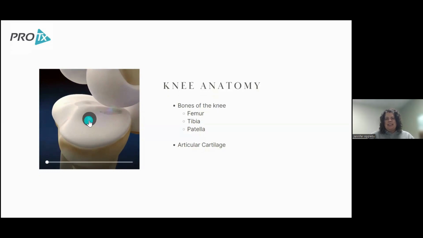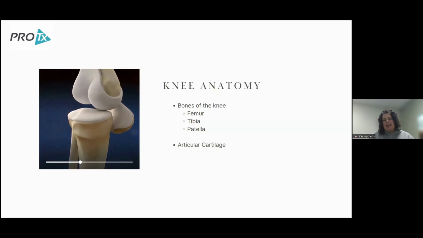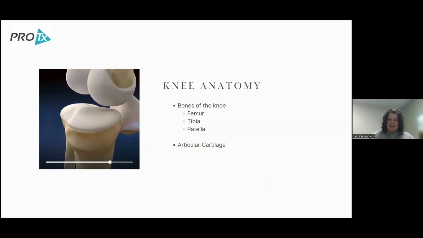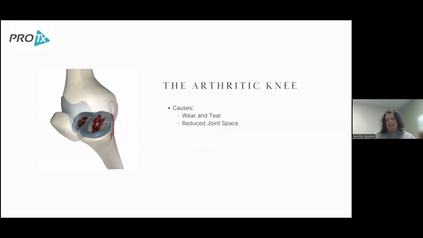And as you can see in that little video that plays on the side there, that impact on that articular cartilage over time can unfortunately cause some damage and wear and tear. And that's when we get into the arthritic knee. Arthritis, osteoarthritis specifically, is one of the most common diseases that affects the joints, and the knee is the most common one. This breakdown or wear and tear in the joint then causes a reduced joint space.